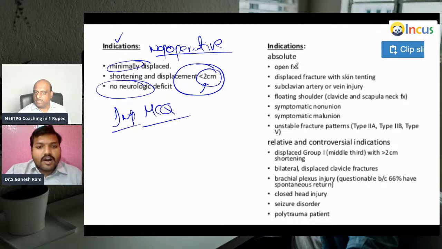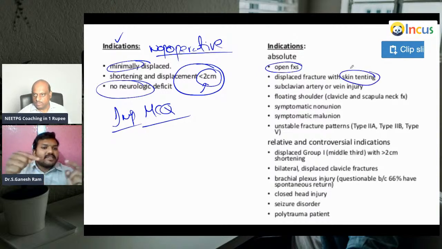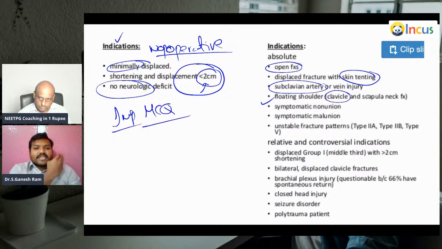Yes. The other conditions should be operative management. As I said, an open fracture, if there is a break in the skin or skin tenting, where the skin is stuck in between the fragments, or an artery or vein injury. And one more important condition is a floating shoulder. Floating shoulder means we have a clavicle fracture along with a glenoid fracture. So the shoulder basically floats around. There is no support: the clavicle support is cut off, the glenoid scapula support is also cut off, and the entire upper limb just floats around. That's called a floating shoulder.